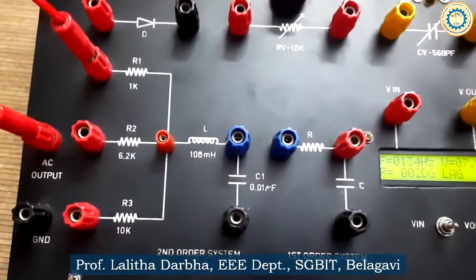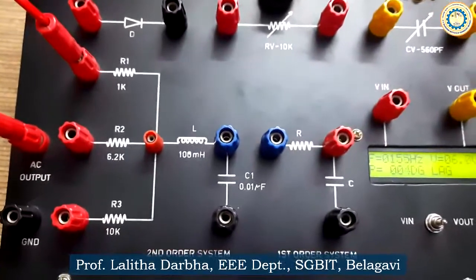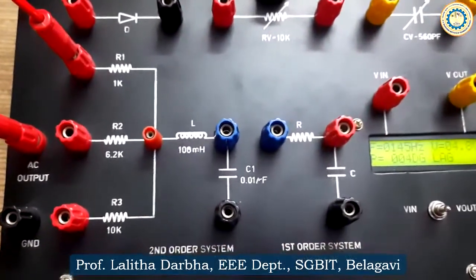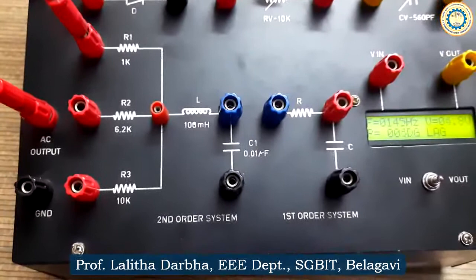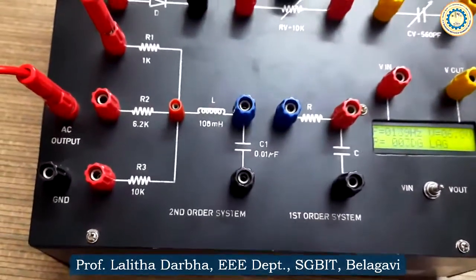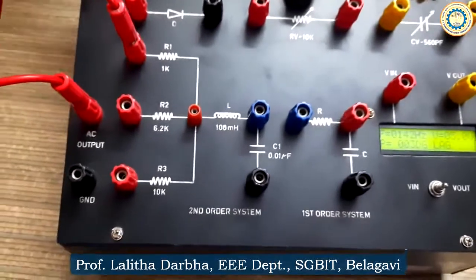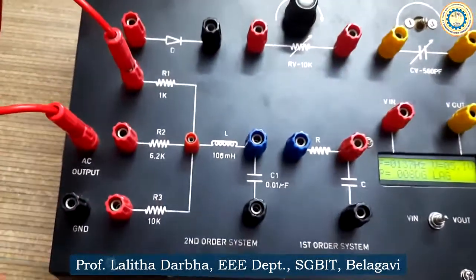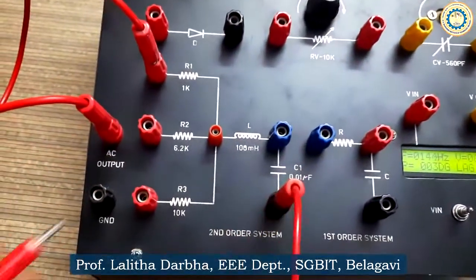Now we are studying the behavior of the underdamped system. So now R1, L and C are internally connected, so we don't have to do any other connections here. The ground terminal, below the capacitor 0.01 microfarad, we have to return it to the supply source ground.